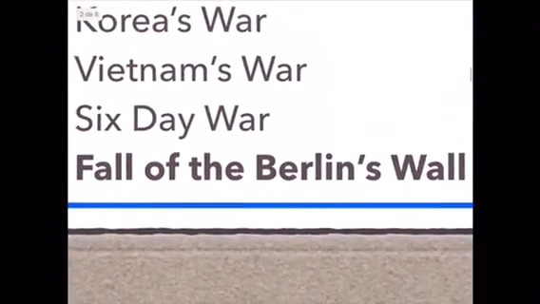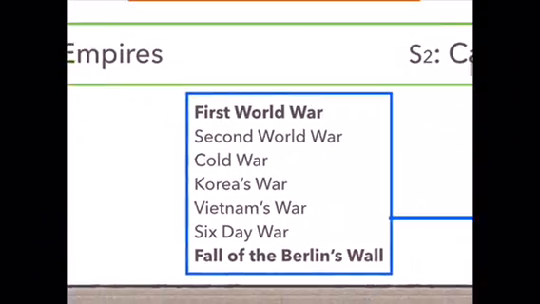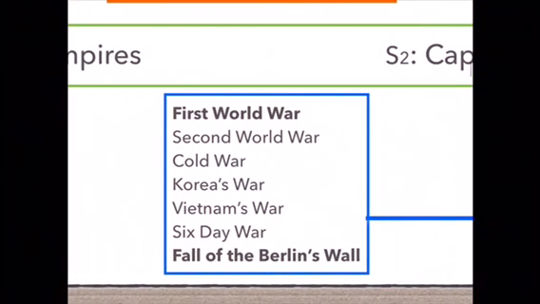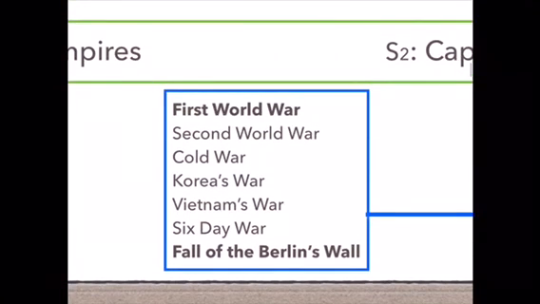So in here we have the fall of the Berlin Wall. Over here, as indicators of processes, I am including several wars that really changed the course of humanity, and of the whole world. So these are indicators of all the transformations that went through the 20th century.